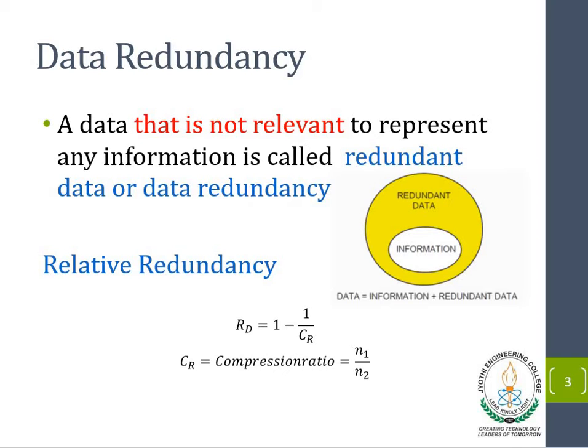Another term related to data redundancy is relative redundancy, and it is mathematically represented by the letter RD, which is equal to 1 minus 1 by CR, where CR is the compression ratio. It is the ratio of the actual image to the compressed image, N1 by N2.